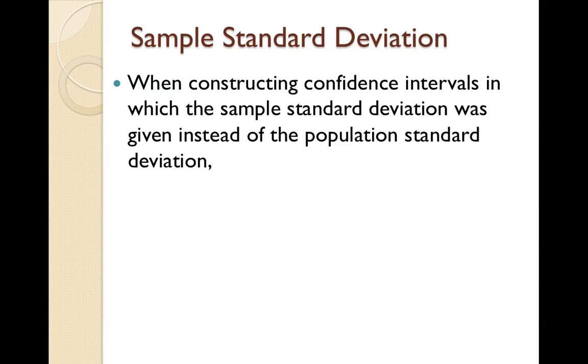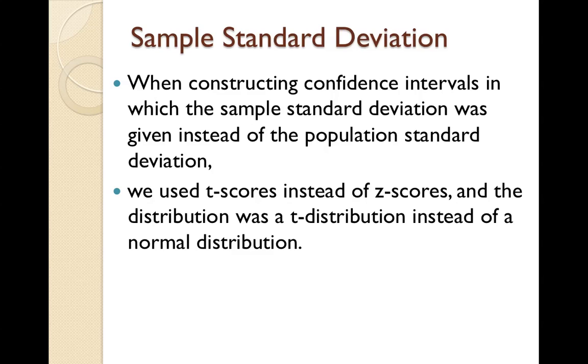When constructing confidence intervals, so this is from our last chapter, in which the sample standard deviation was given instead of the population standard deviation, we used t-scores instead of z-scores, and the distribution was a t-distribution instead of a normal distribution. So you should remember that this was the type of problem where you had to go to the chart and find the t-score from the chart using a degree of freedom and a specific confidence level. That's the t-distribution, and it's used when you don't have the population standard deviation.